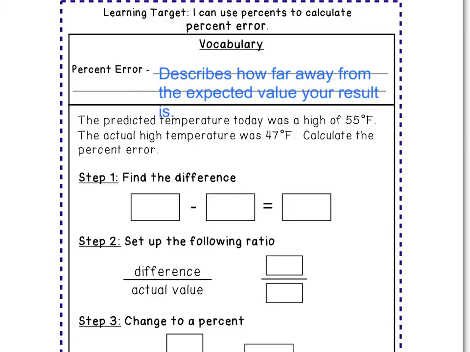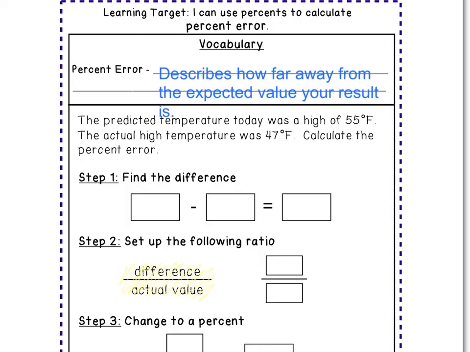All right, so the predicted temperature today was a high of 55 degrees Fahrenheit. The actual temperature was 47 degrees Fahrenheit. We need to calculate the percent error. The ratio that we're going to eventually set up is difference over actual value. You'll notice it's very similar to percent change, but it is different. Yes, we have the difference on top, but the bottom, instead of being the original amount like in percent change, we're actually going to write the difference over the actual value.